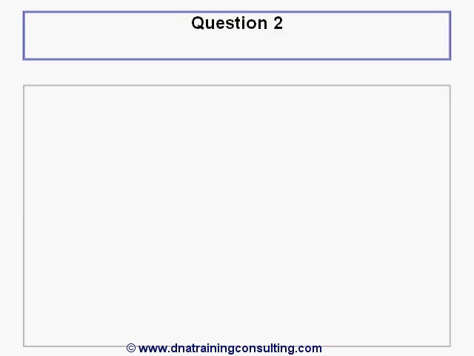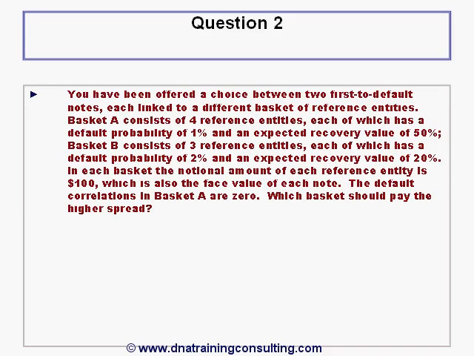Question 2. You have been offered a choice between 2 FTD notes, first to default notes, each linked to a different basket of reference entities.